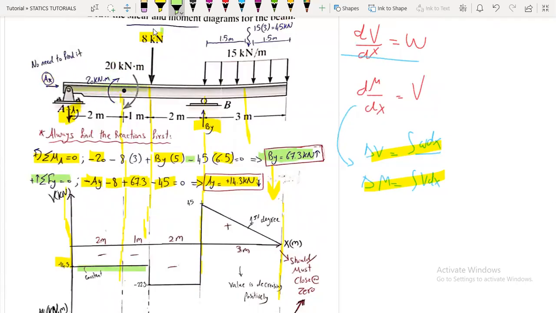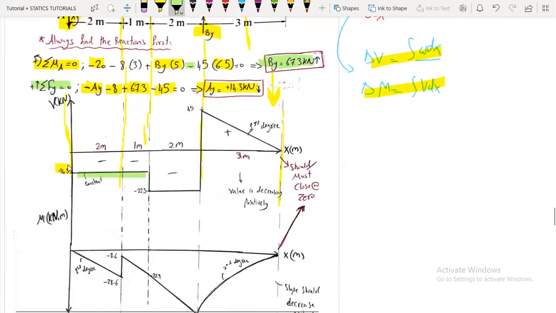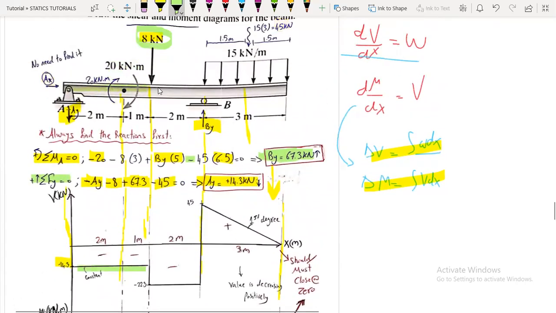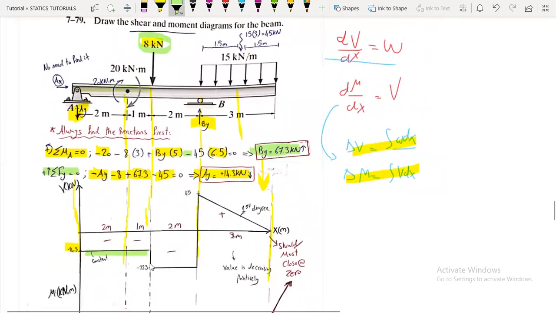Then we have a concentrated force of 8 kilonewtons, so minus 14.3 minus 8, and we will be at a value of minus 22.3. Then we don't have any change in the shear force, so we move at a constant value. The reaction at B is 67.3, so minus 22.3 plus 67.3, we will be at 45.